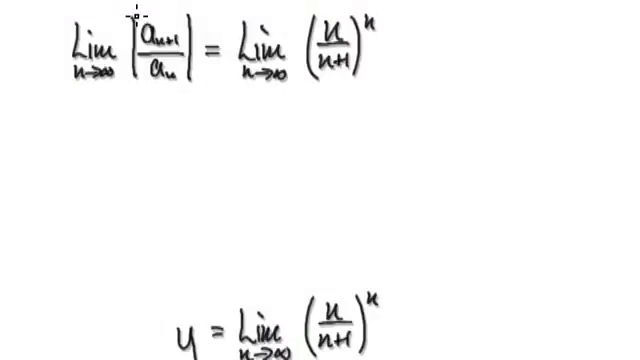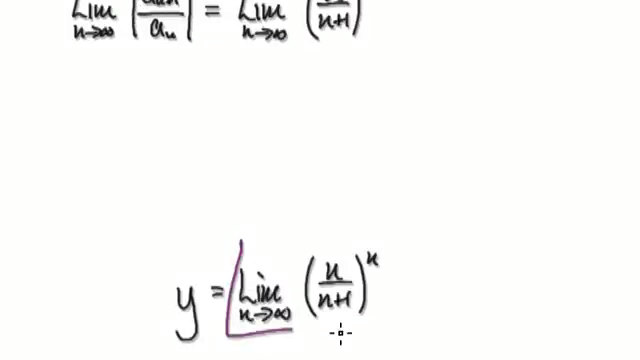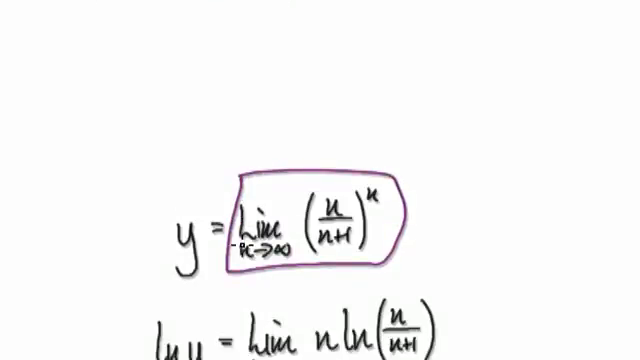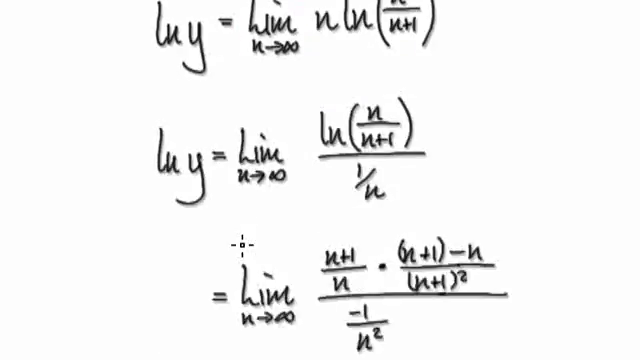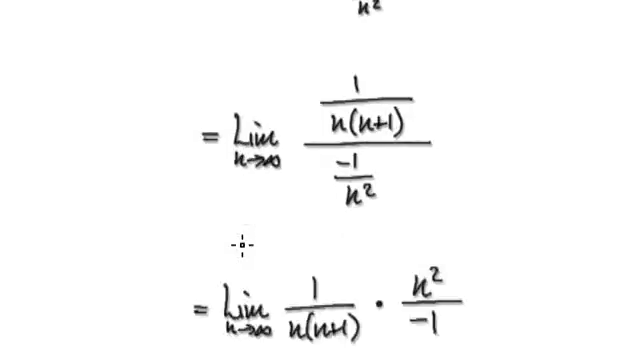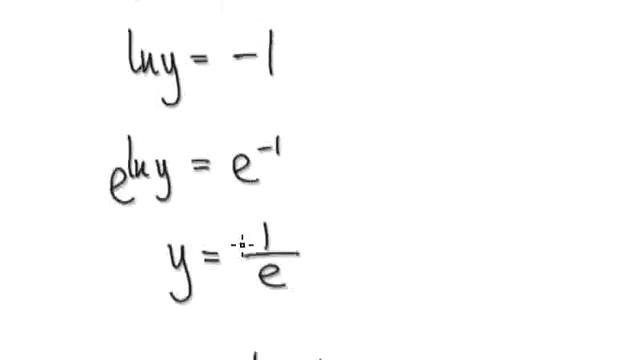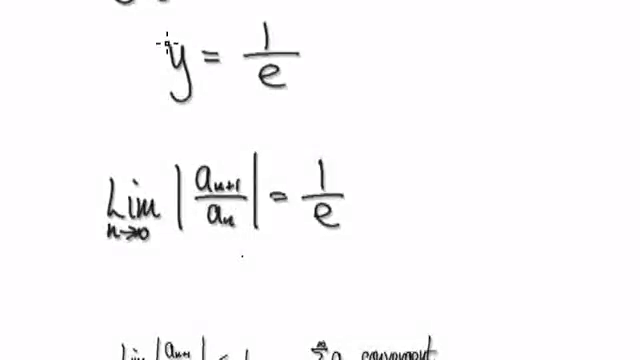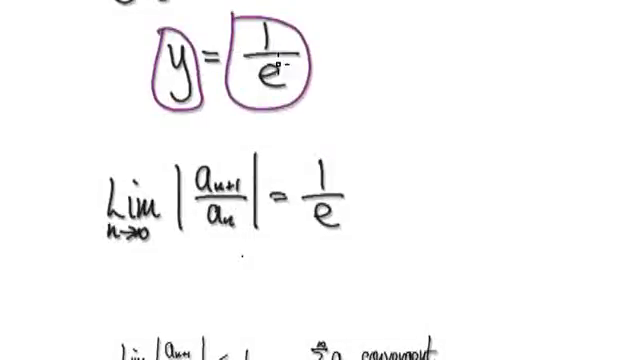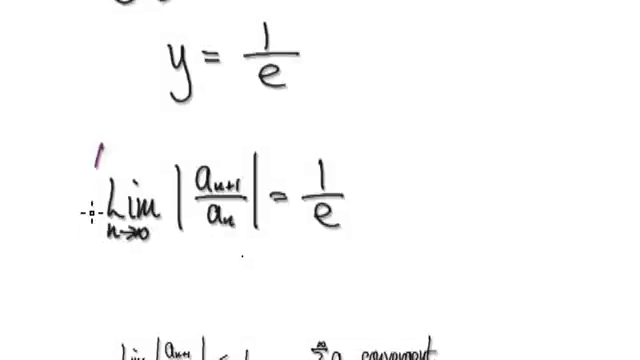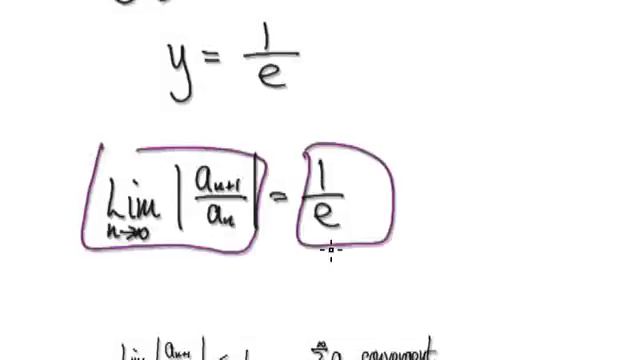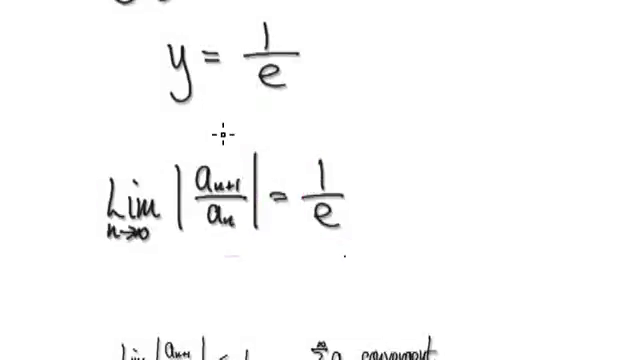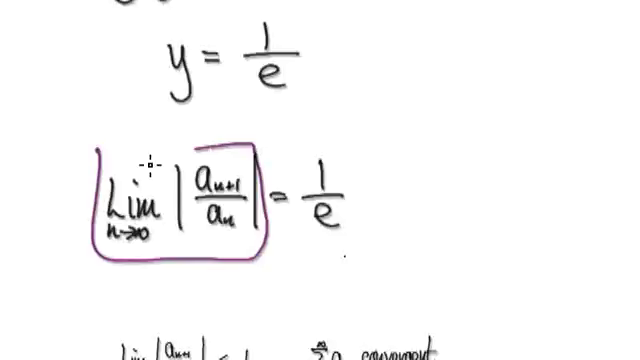So hang on, going back down here. We've now just worked out y. So let me scroll back down here. So bear with me. We've now worked out y. Y is this thing here. So the limit of this is actually 1 over e. So this thing here is 1 over e.